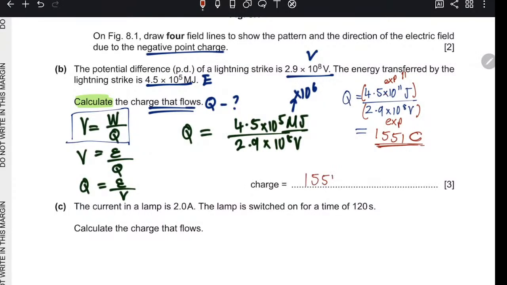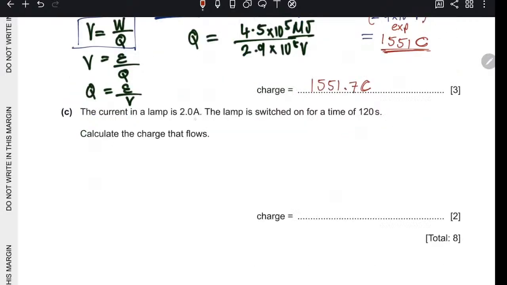Okay, is it 0.7 coulombs? The current in a lamp is this. The lamp is switched on for this. So this is I, this is T. Then they say calculate the charge. Q is IT. It's one of the formulas we have put. 2.0 amps times 120 seconds. This is 240 coulombs.